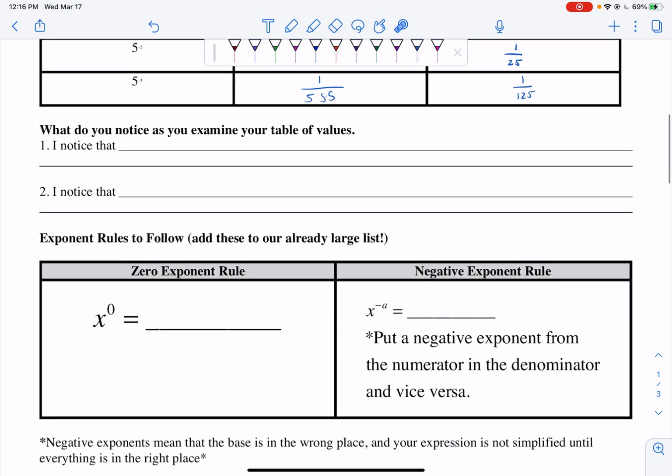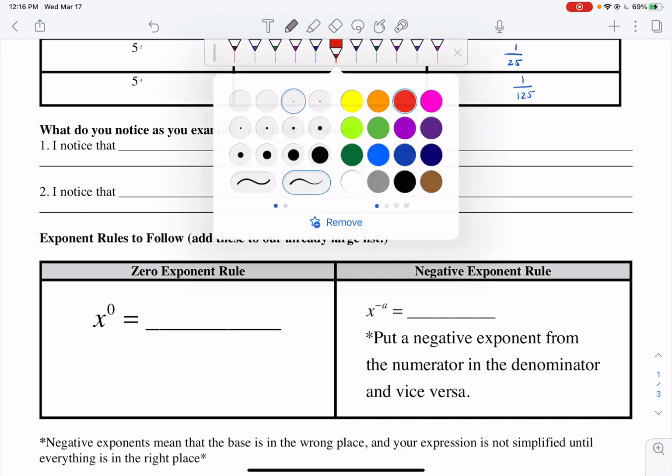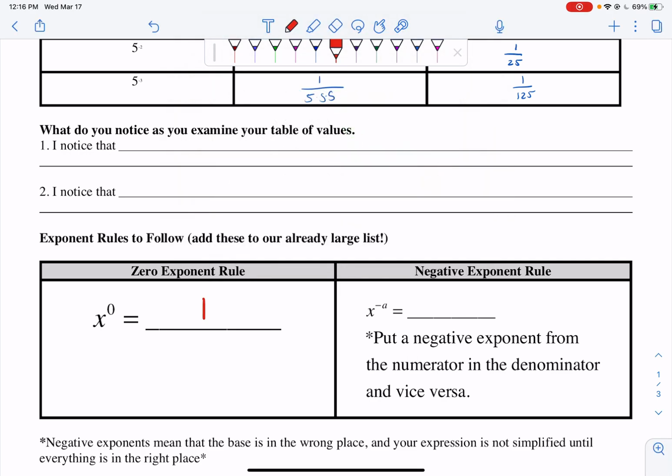So, exponent rules to follow. Add these to our already large list. We've already learned, I believe, 3 or 4 rules. Now we're going to learn 2 more today. The zero exponent rule. Whenever you raise something to the 0 power, you're not going to get 0. You're going to get 1. So I just get 1. Whenever I raise something to the 0 power, I just get 1.